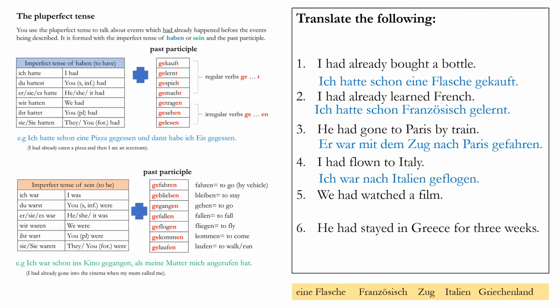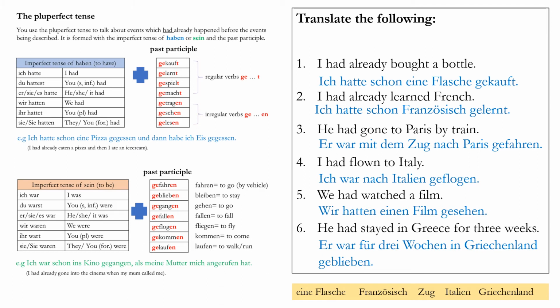I had flown to Italy. Ich war nach Italien geflogen. We had watched a film. Wir hatten einen Film gesehen. Number 6, he had stayed in Greece for 3 weeks. War für 3 Wochen in Griechenland geblieben.